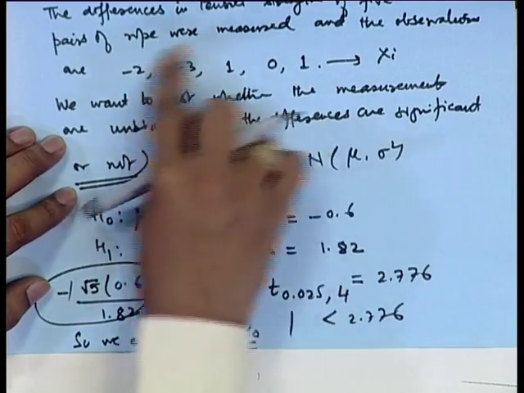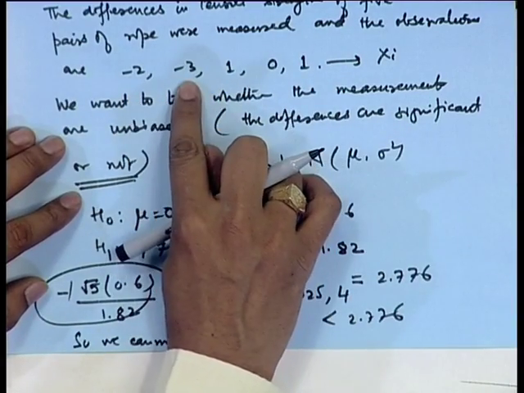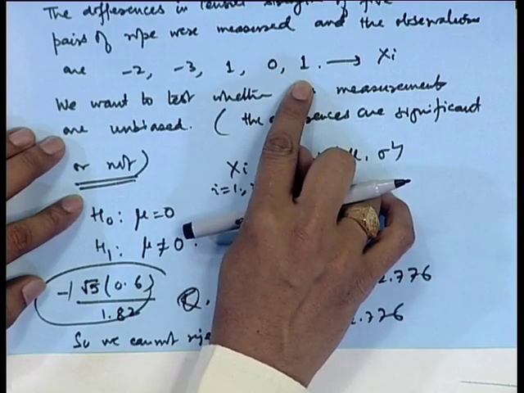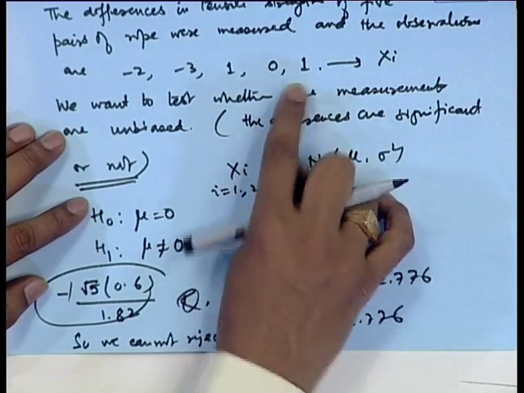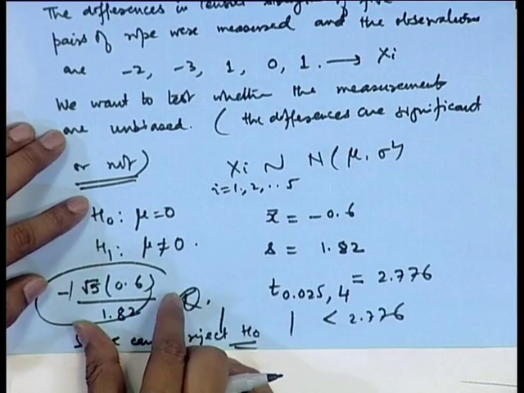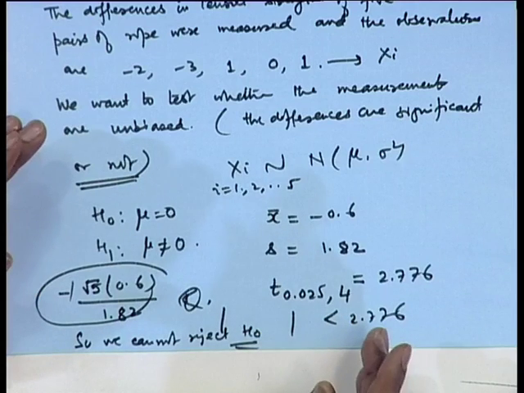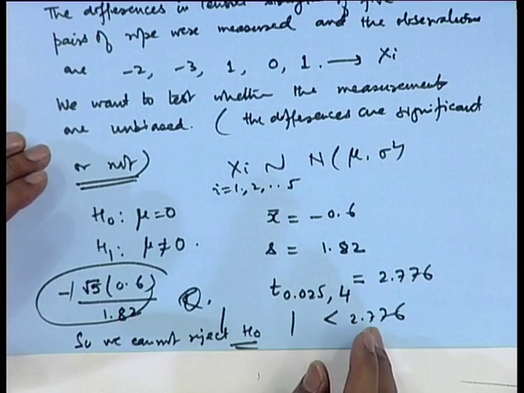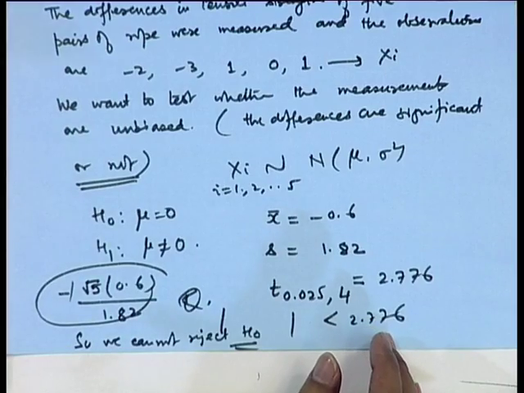That is also supported by this, because here you are having two values which are slightly negative and one value equal to 0 and two values which are slightly positive. So, here you can see that if I had calculated a 95% confidence interval for mu, then that would have included this value here.